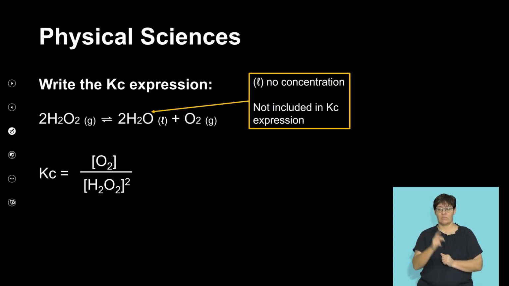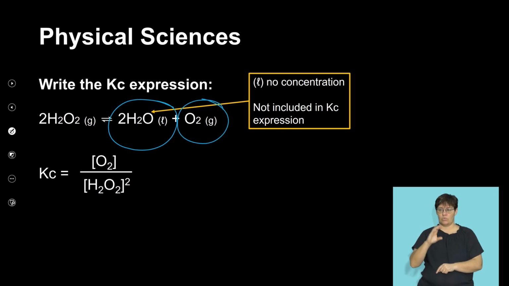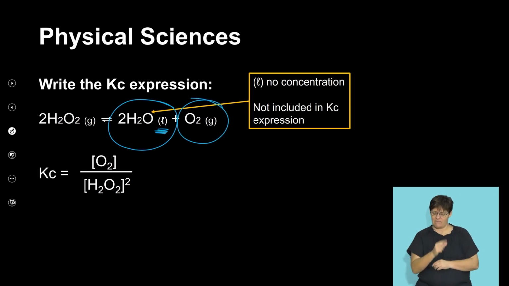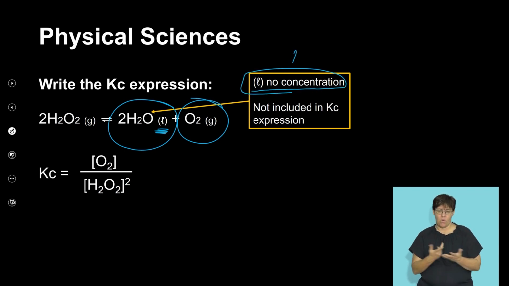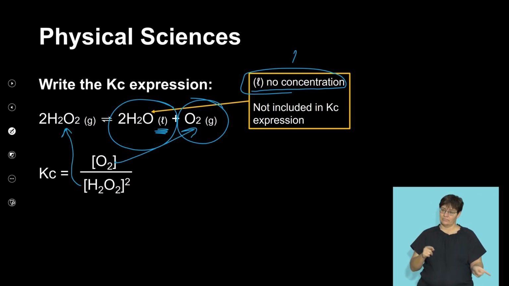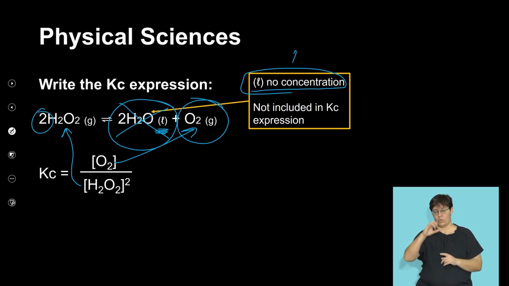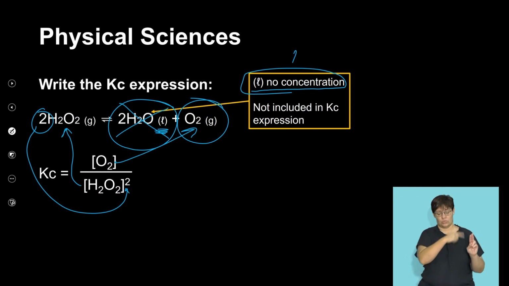If we look at the last one, we have another example of hydrogen peroxide that decomposes into water and oxygen. We see we have a liquid there, and we know that a liquid has no concentration, or we use a 1 there, and we do not include it in the Kc expression. So my Kc expression here will be the product concentration over my reactant concentration. I do not use the water because water here is a pure liquid. Remember that the coefficient becomes the exponent.